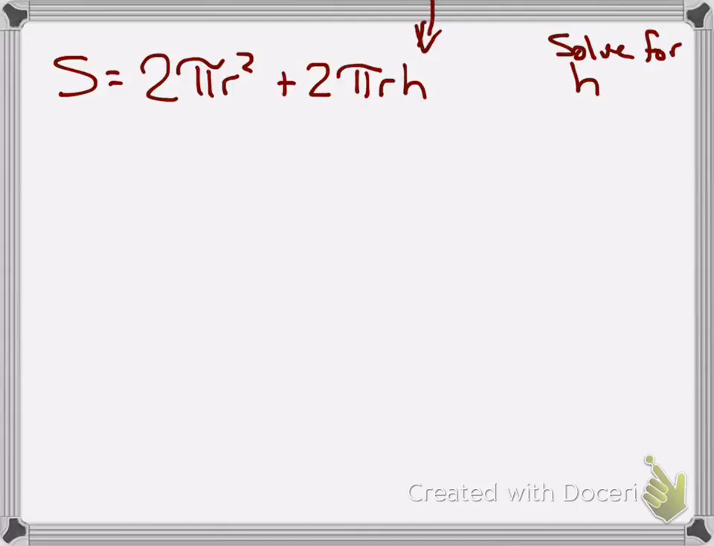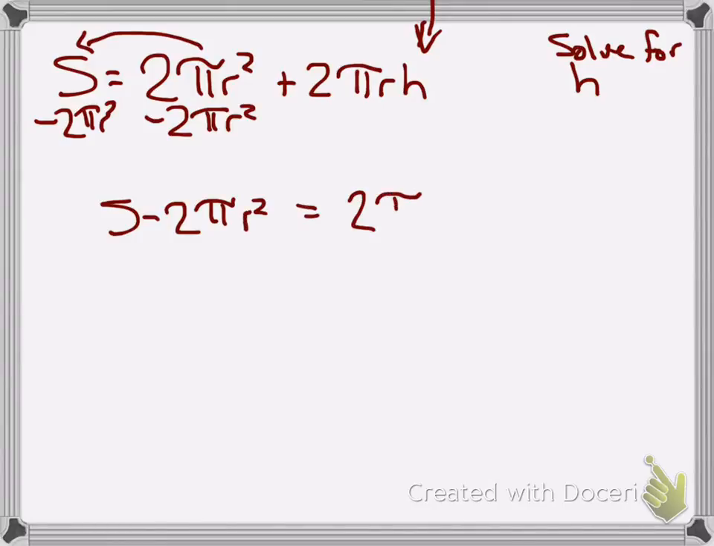That's a horrible arrow, but you get the idea. So I'm going to treat this 2 pi r squared as a singular number, and I'm going to move it to the other side. How do I move it to the other side? Well, it's being added, so let's subtract. Then let's look at all this. I want to solve for h, but all of that, 2 times pi times r times h, is multiplying h. So I can treat it as like one number.